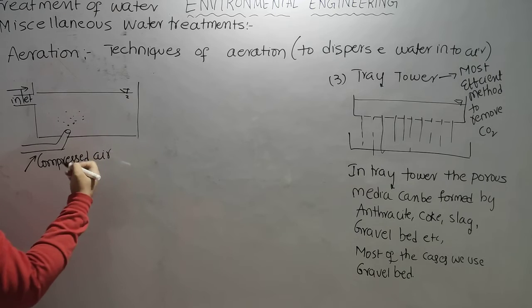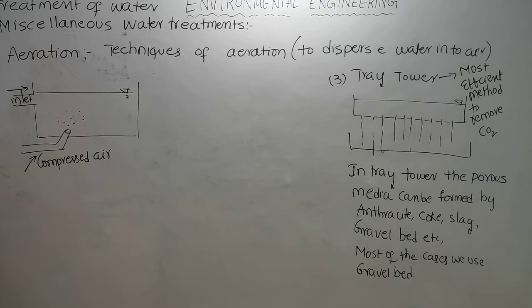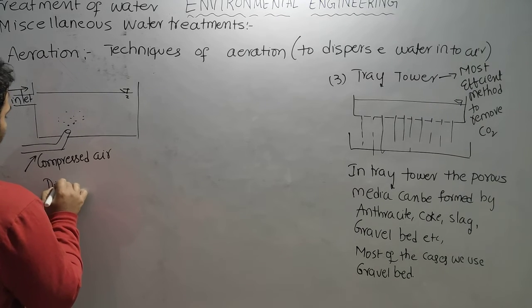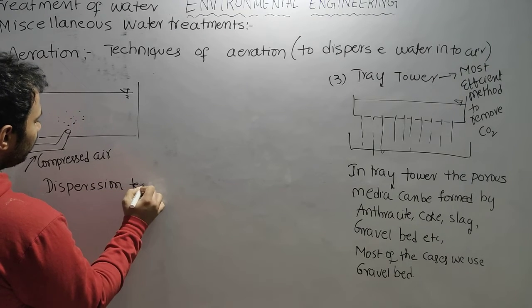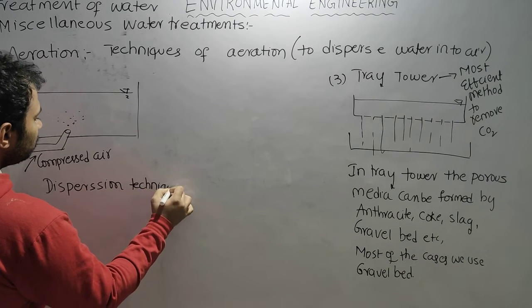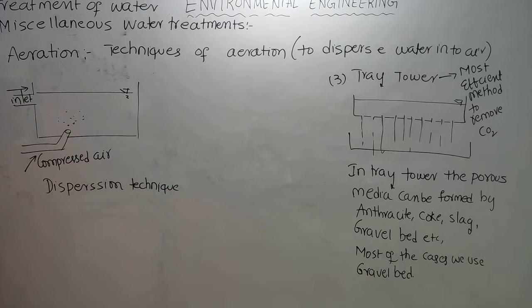So this is one method by which you can increase the required gases, not all the gases, whatever the gas. Majorly the important gas in water is oxygen. So we send oxygen into the water in this manner, so that it will get absorbed into the water. This is another method: sending air into the water using the dispersion technique. This is called the dispersion technique.